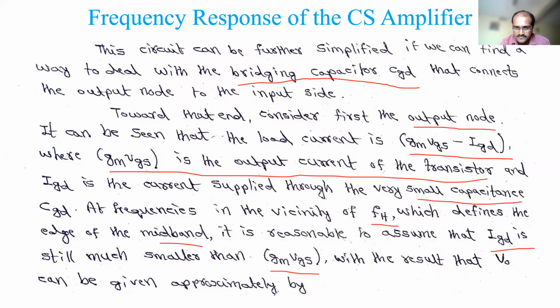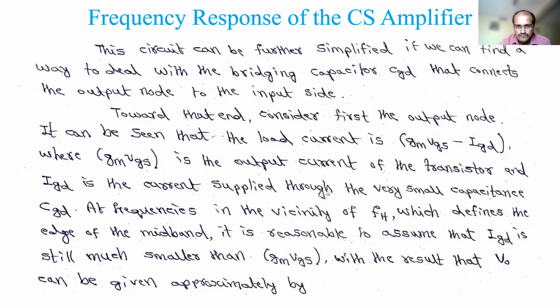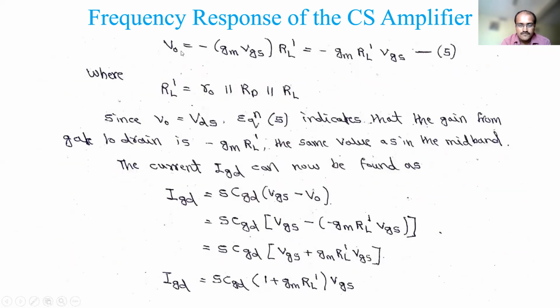So just for high frequency response, we have considered this, but for the derivation of the equivalent capacitance, we will require that. For the V0 evaluation, it does not have much effect. So that's why we will consider this is the V0. Okay, so V0 is given as minus gm VGS into RL dash.